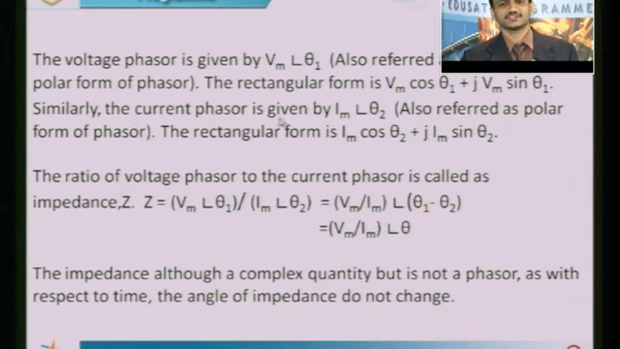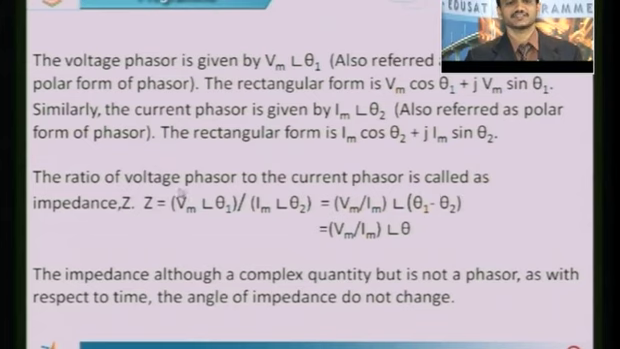Similarly, the current phasor is given by Im at an angle of theta 2, also referred to as the polar form of the phasor current. Next, the rectangular form is Im cos theta 2 plus j Im sin theta 2. Now, the ratio of voltage phasor to the current phasor is called the impedance. In our case, we are considering the voltage phasor applied to the circuit, and the current phasor impressed into the circuit.